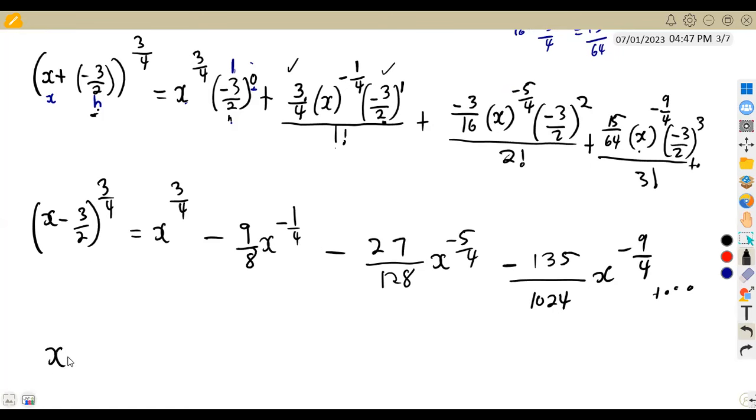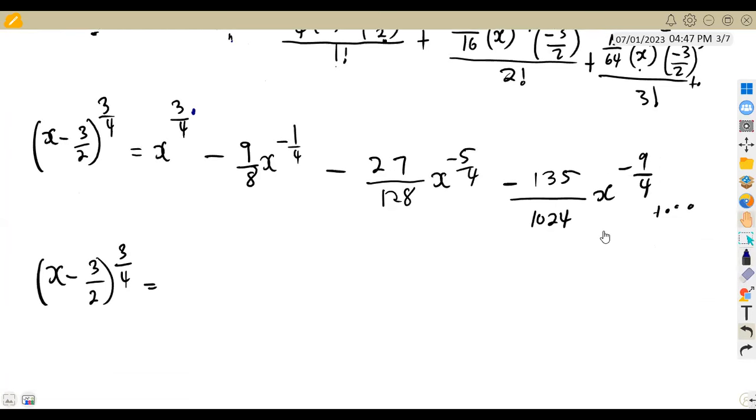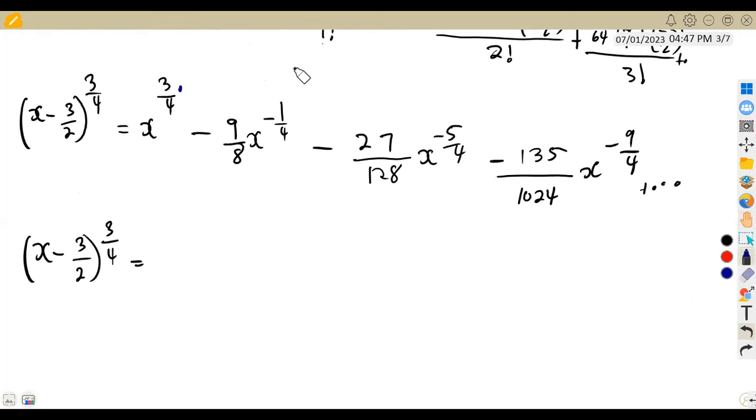All right, so this is going to be x minus 3 over 2. So we've got x minus 3 over 2 to the exponent of 3 over 4 equal to, all right, so let us take from our laws of exponents. Remember, we have x raised to the exponent of a over b, which gives us the bth root of x to the exponent of a. So meaning to say the denominator is the one in the root sign. So this is going to be the 4th root of x to the exponent of 3, minus 9 over 8.